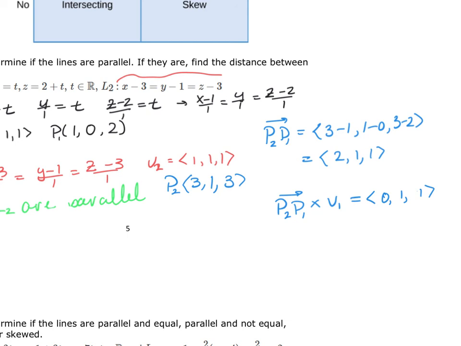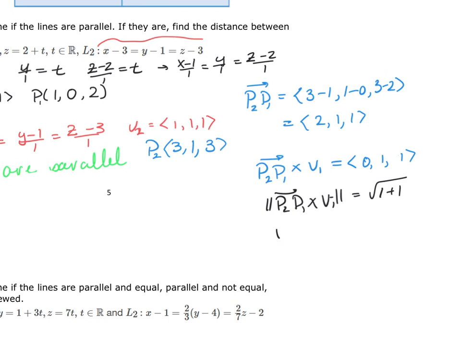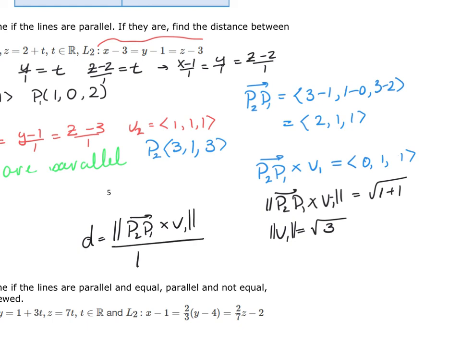Okay, so the magnitude of P2P1 crossed with V1 is going to be the square root of 1 plus 1, so that's nice. The magnitude of V1, or V2, because they're the same thing, is going to be the square root of 3, because I have 1 plus 1 plus 1. So my distance is going to be the magnitude of P2P1 crossed with V1, which is the same thing as V2, divided by the magnitude of V1. My final answer is going to be the square root of 2 over the square root of 3.